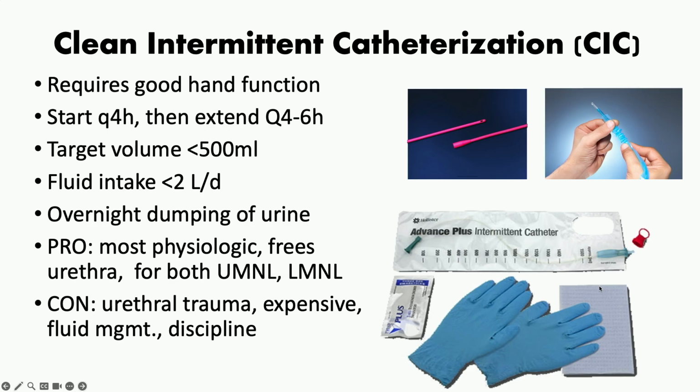What's next? Clean intermittent catheterization. This is when someone has good hand function, they're able to do this cleanly. It doesn't need to be sterile. They start off every 4 hours, and then they can stretch it to every 6 hours depending on their water intake. The target volume of catheterization is about 500. In the mornings, it can be higher. Fluid intake has to be really managed so that they don't overwhelm their bladders.